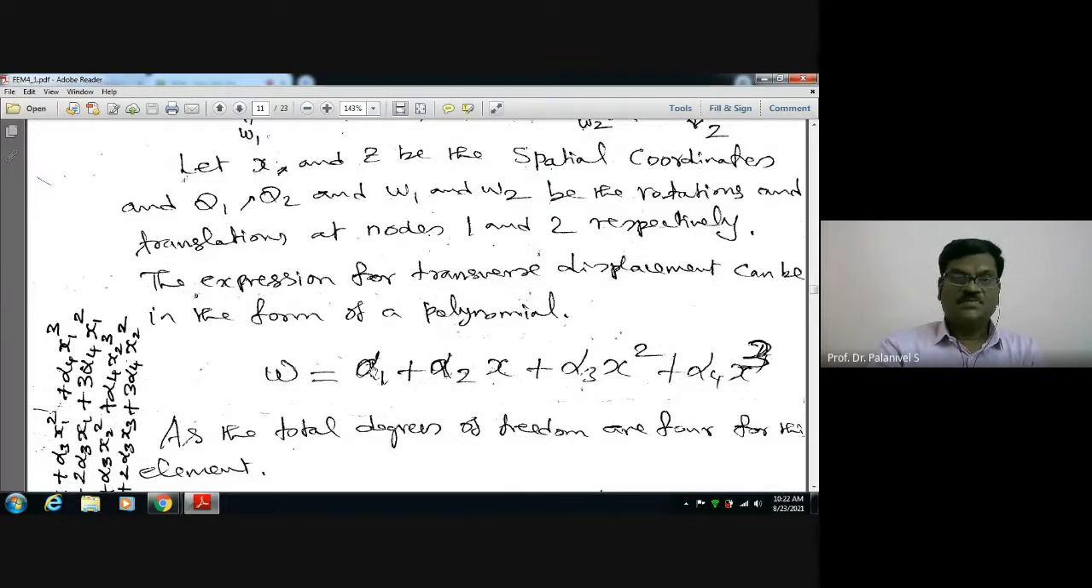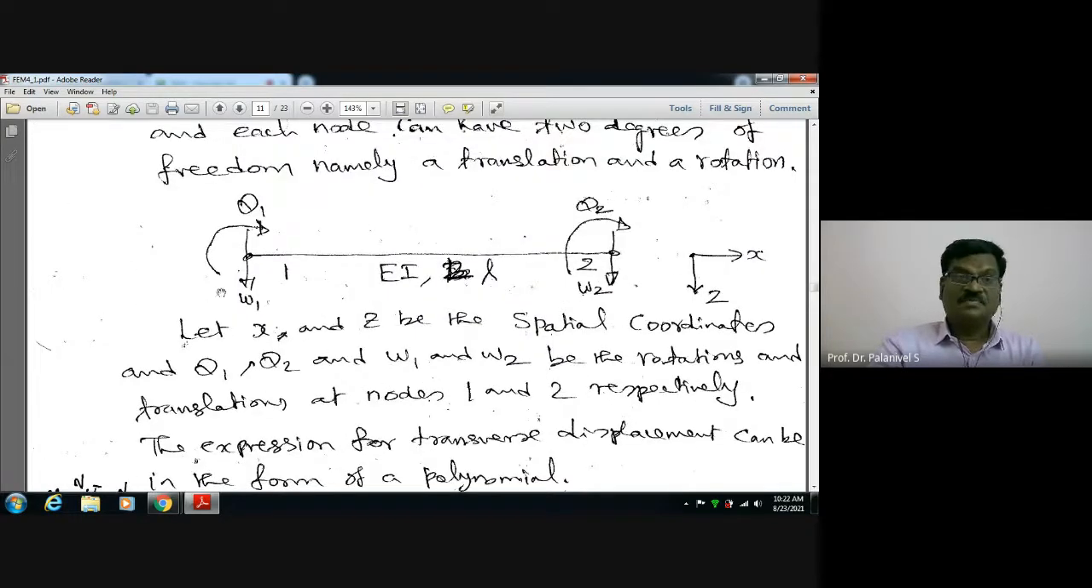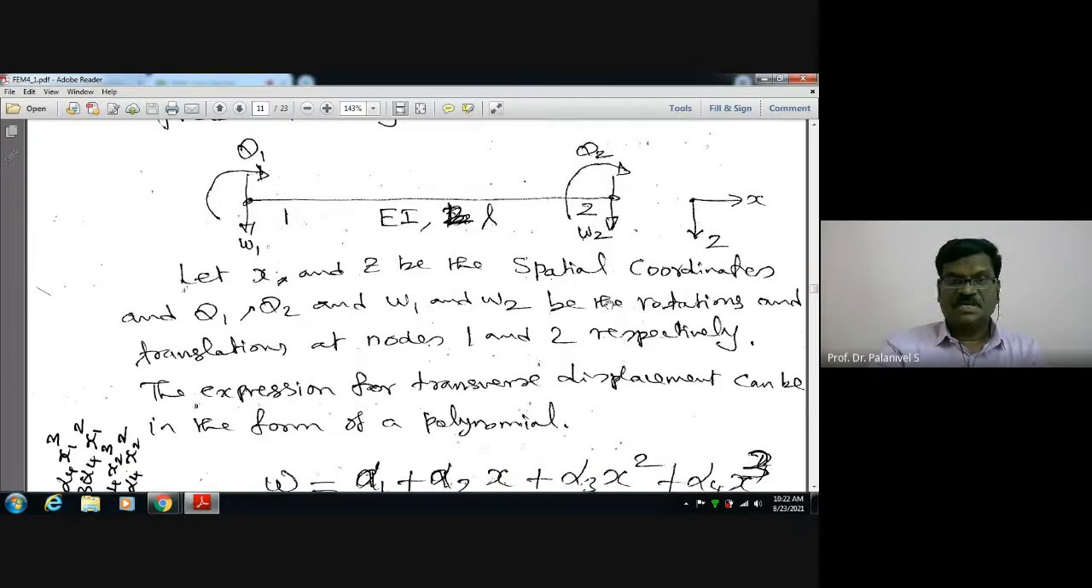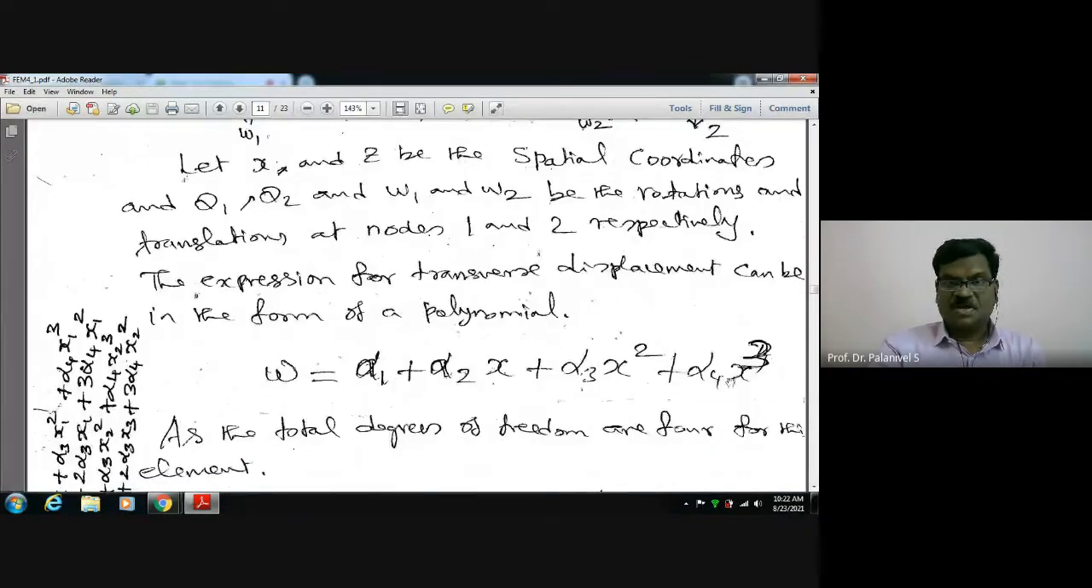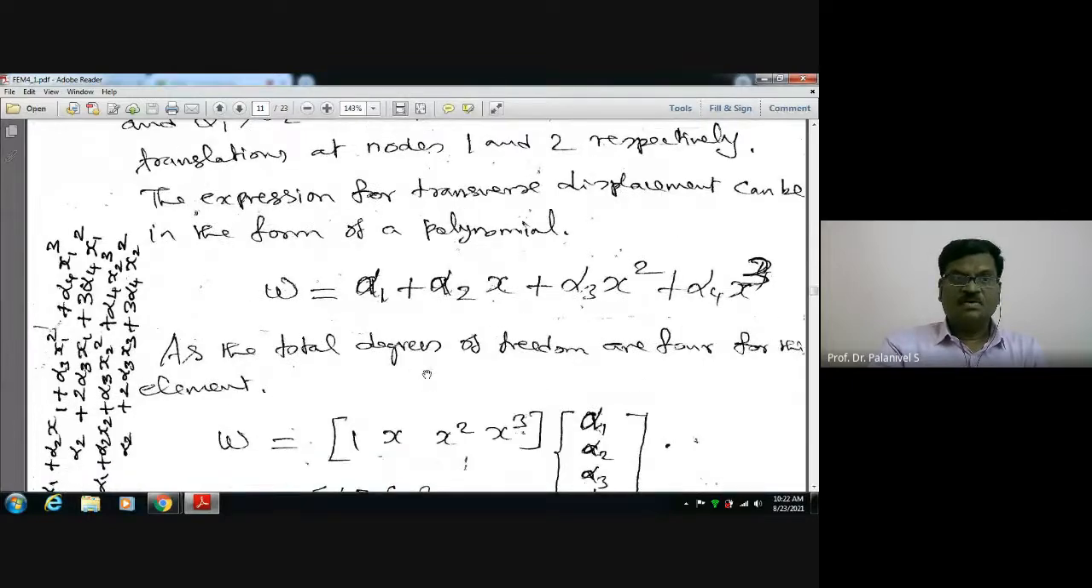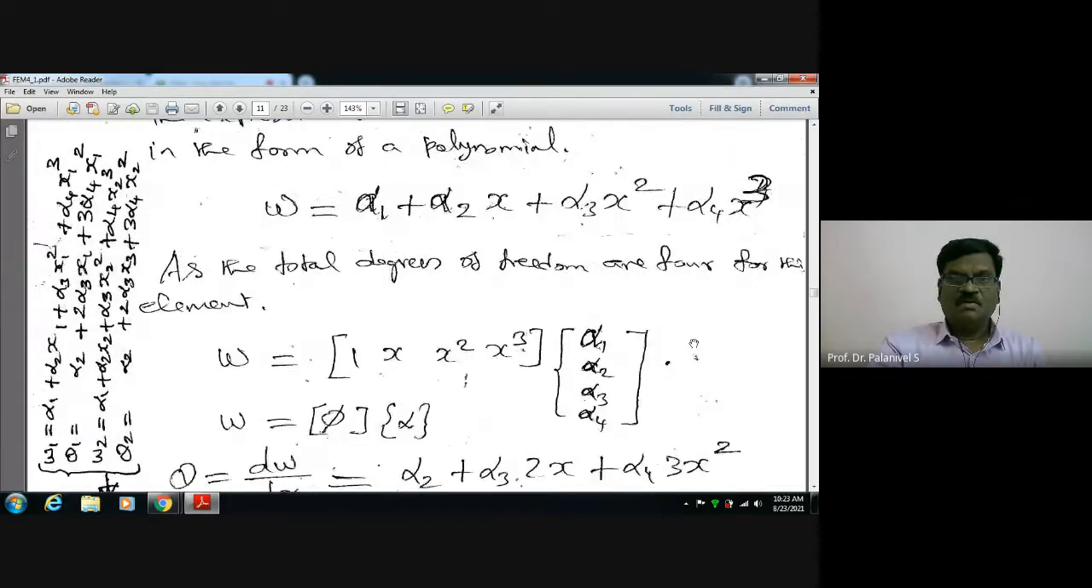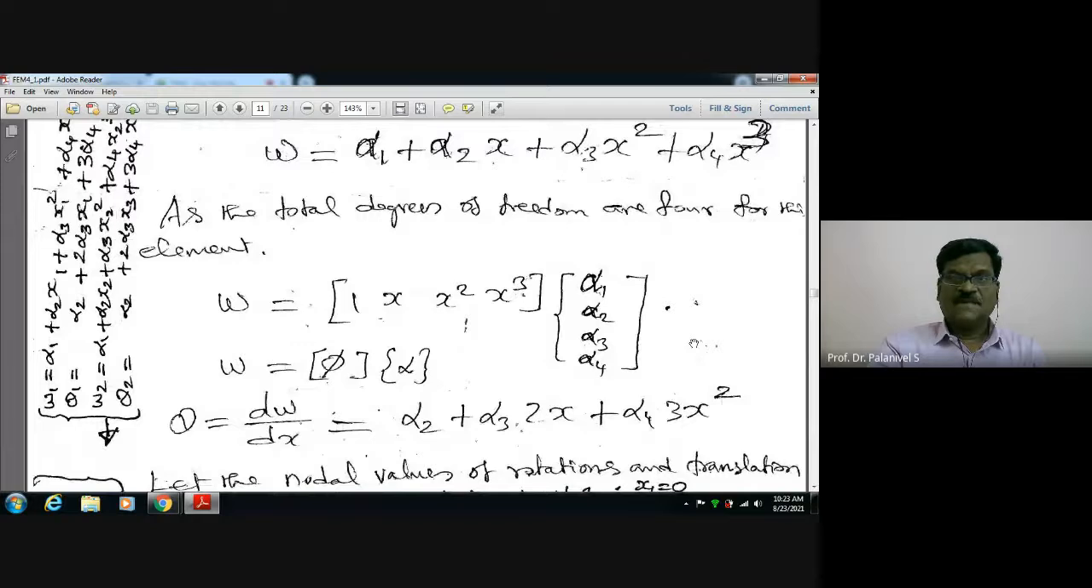Why 4 terms? There are 4 nodal degrees of freedom. Here 2 degrees of freedom, here 2 degrees of freedom. Totally 4 nodal degrees of freedom are there. That is why 4 terms must be there in your assumed polynomial displacement function. This is called the displacement model. As the total degrees of freedom are 4 for the element, we have chosen 4 terms.